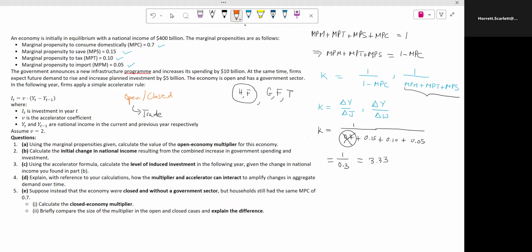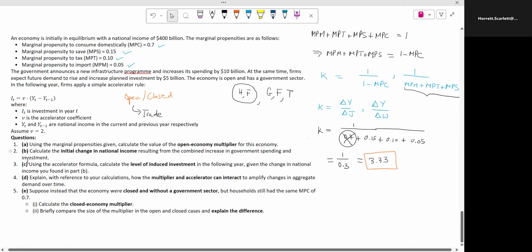So let's just tag this so that we have this so that we can use it. So the multiplier is going to be the multiplier for the open economy.